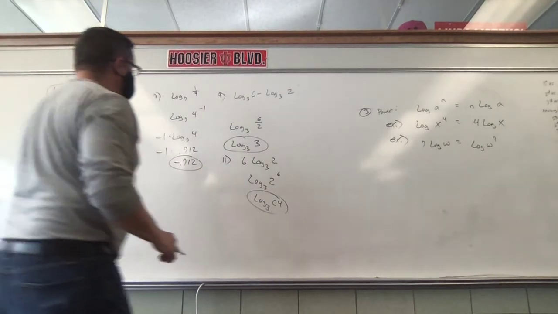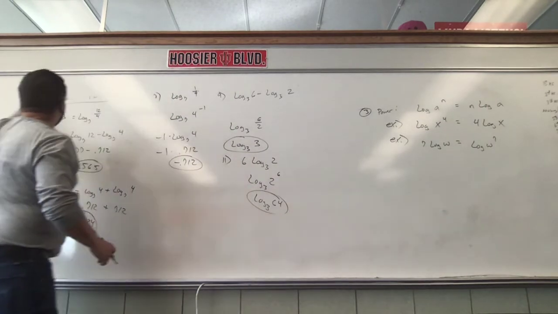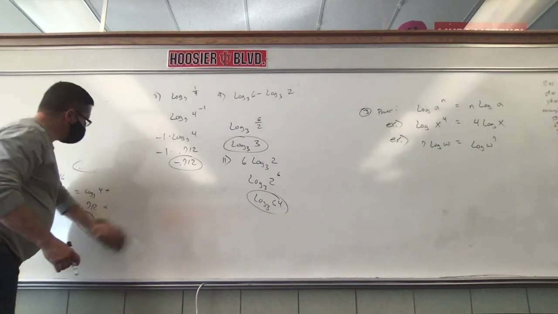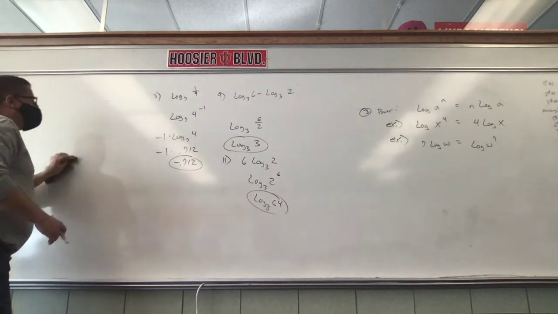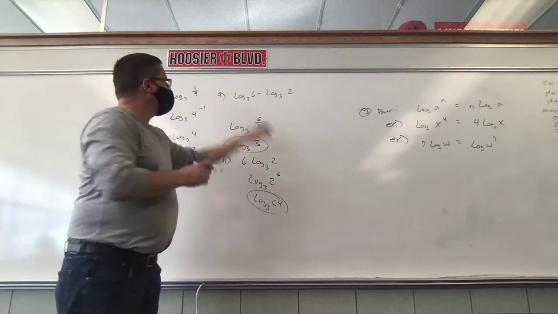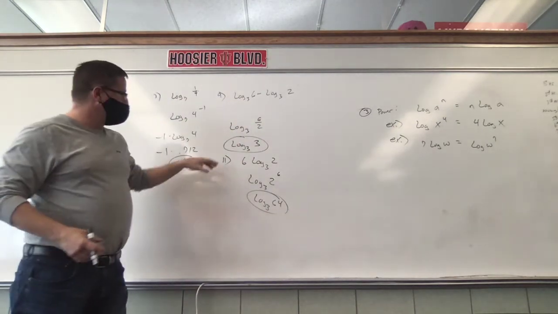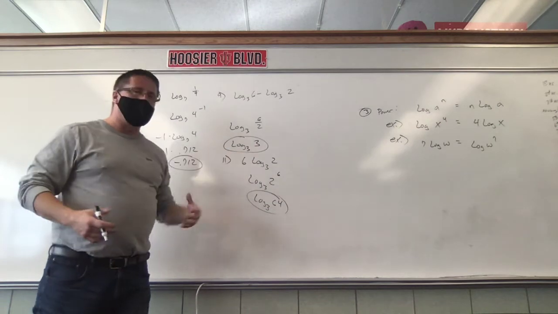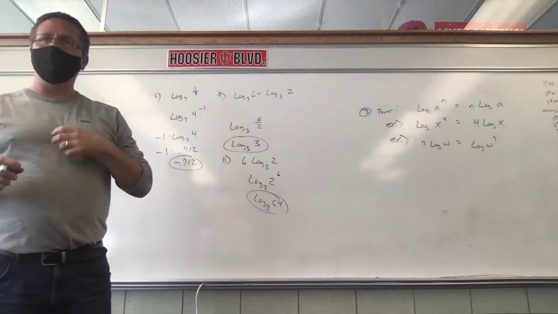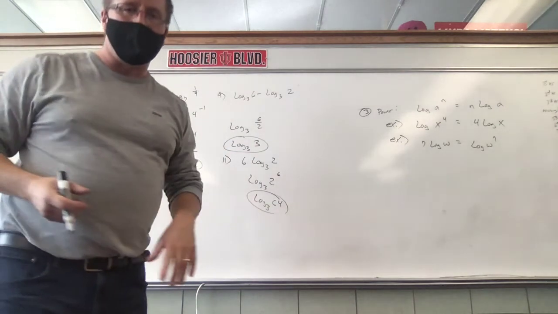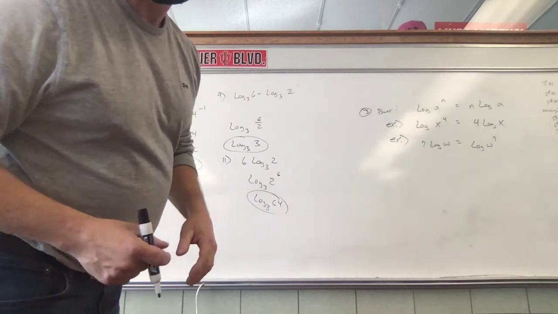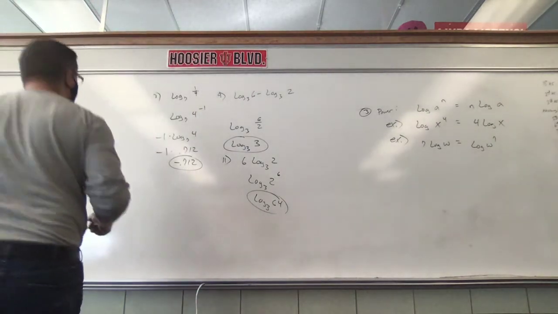Okay, a few more. Number 13. Okay, what we were doing was we're condensing. We had 2 logs, we wrote as 1 log. We used the power rule here. Now we have 1 log. They want you to write it as several logs, okay? So number 13, log base 3 of 4x.